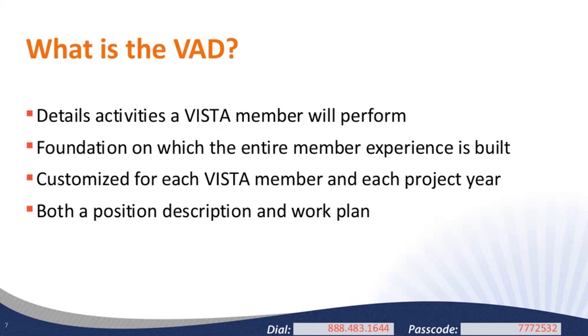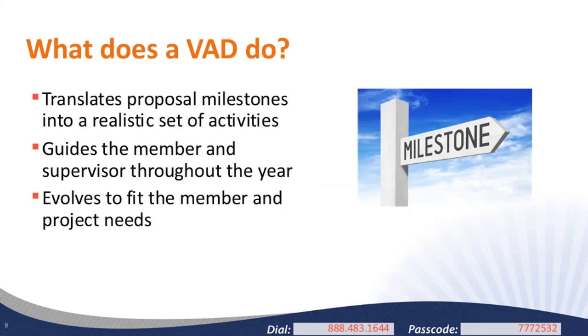It's used for recruiting as well and also for tracking members' performance and other performance for the project throughout the year of service. So let's look specifically at what a VAD does. First off, a well-written VAD for each VISTA member helps, again, translate the outputs and outcomes that you've talked about in your project application into a realistic set of activities. The VAD also details project priorities, organizational and community challenges, and the purpose of the project through the objectives which are included in your VAD.